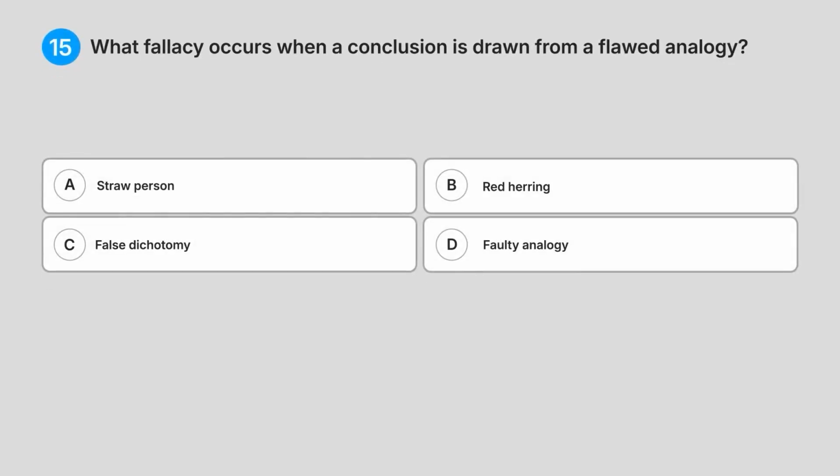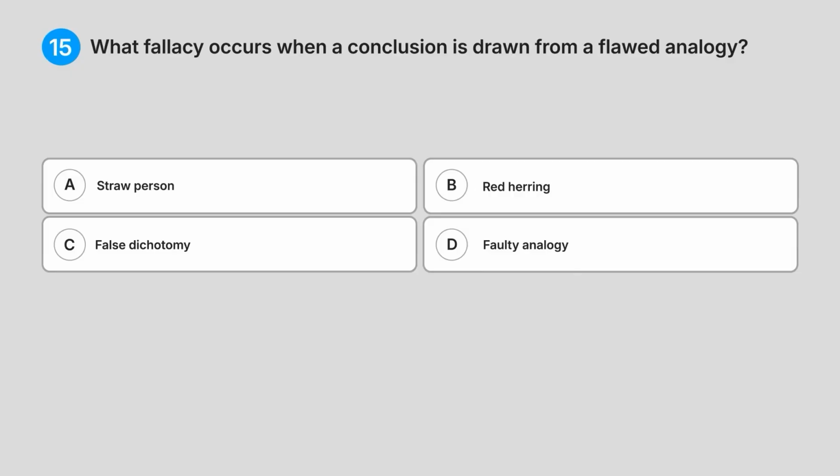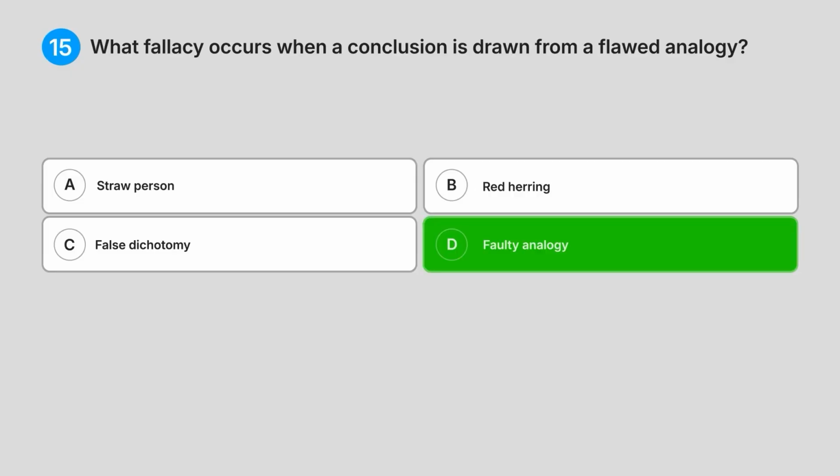(15) What fallacy occurs when a conclusion is drawn from a flawed analogy? A. Straw person. B. Red herring. C. False dichotomy. D. Faulty analogy. Can you guess the answer? Correct answer, D. Faulty analogy.